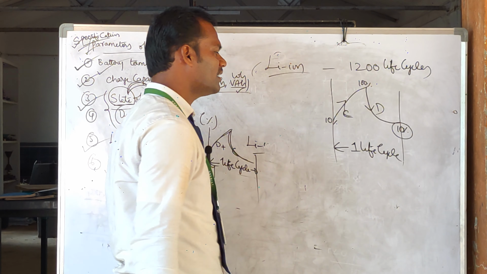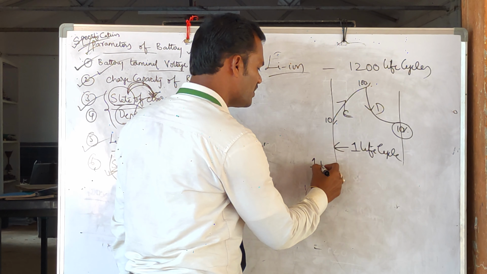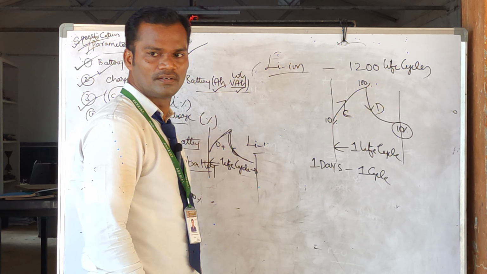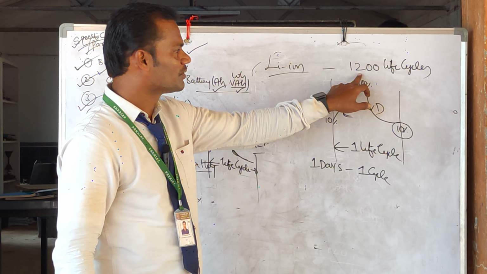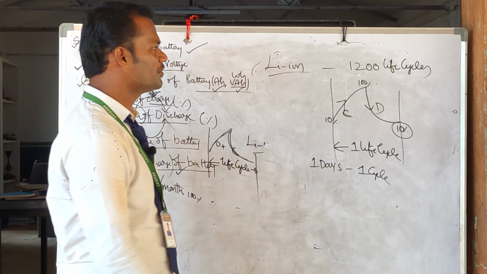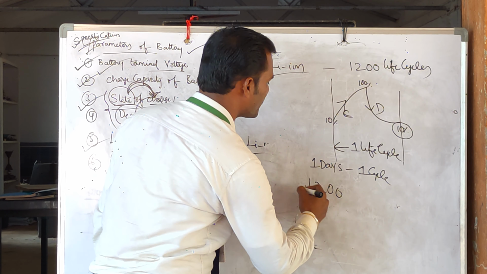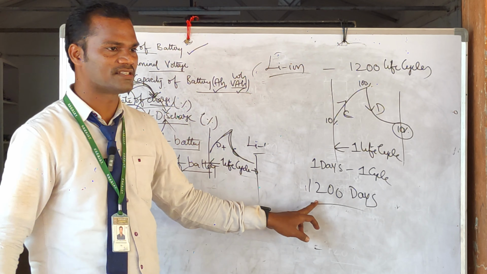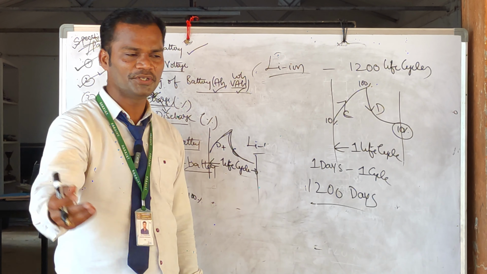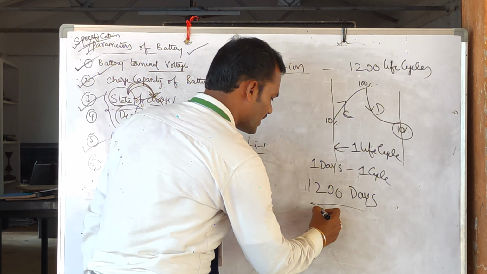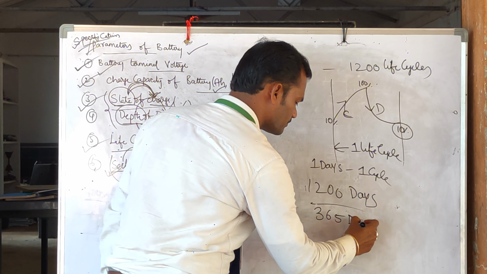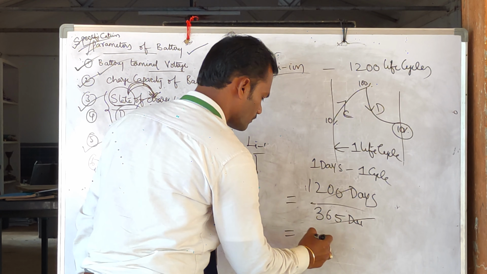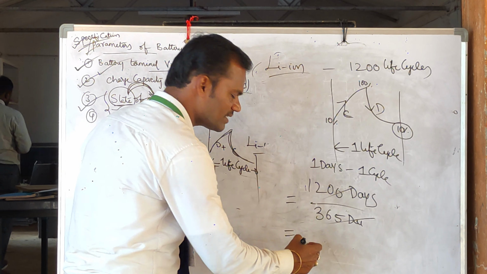So like that if we calculate, for one day how many cycles? One cycle. Okay, now we calculate what 1200 cycles means. We are going to get 1200 days, or your mobile phone can run for how many days? 1200 days. So convert into years. So 1200 divided by 365 days. How many years?